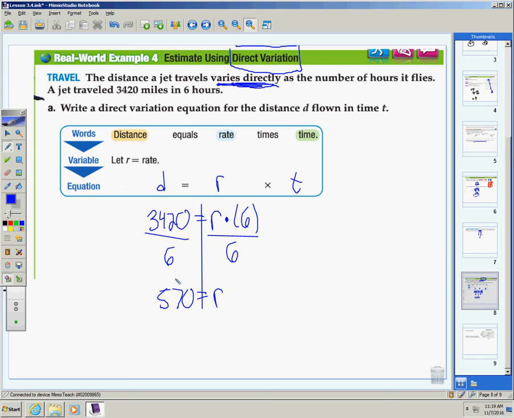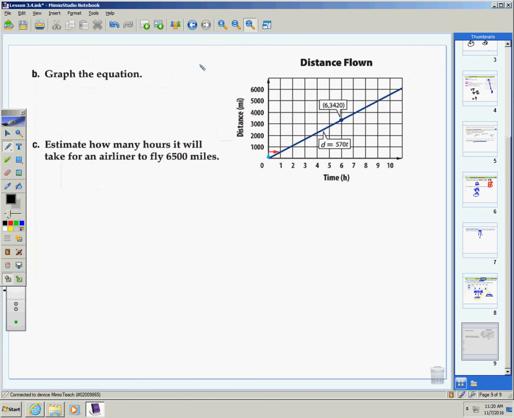Now that I know r is 570, I can write my general direct variation equation. So I can say d equals 570t. I took this 570 that I found that r was, and I plugged it in for r. Now what's the point of doing that? Now I have a general equation that I can graph. So I took d equals 570t, and notice that's exactly what we have right here. And I graphed it by going from 0, 0, up 570 over 1, and now I have this graph.